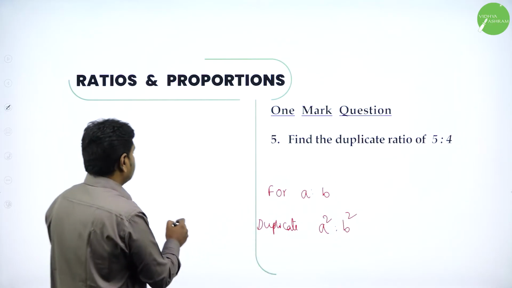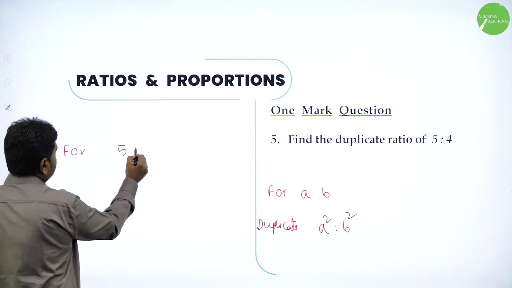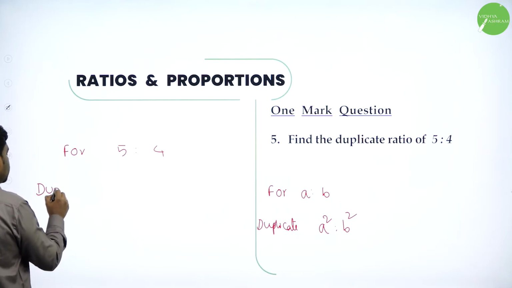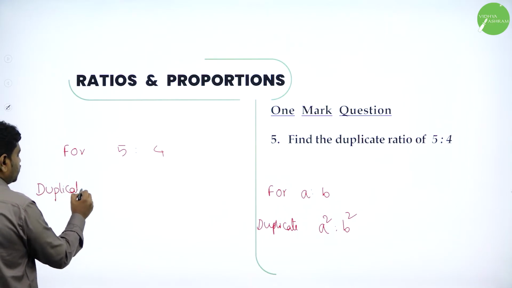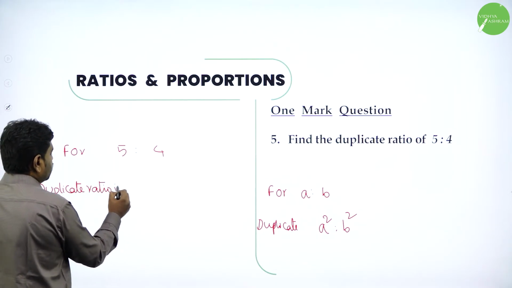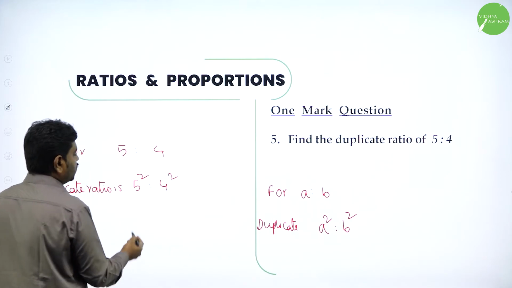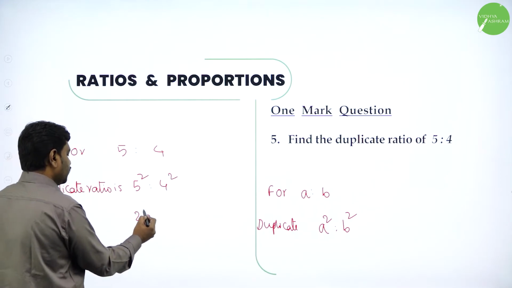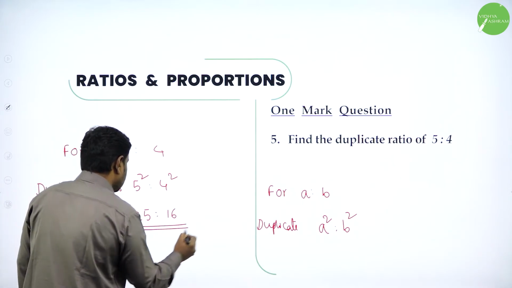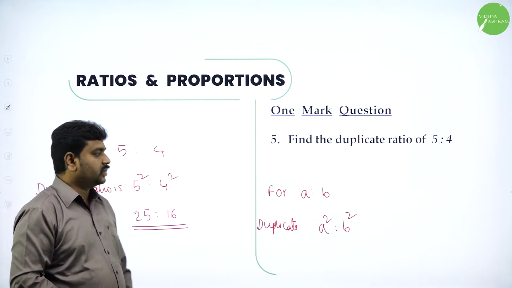So now they gave 5:4, and they want the duplicate ratio. So the duplicate ratio is 5 square is to 4 square. What is 5 square? 25. Is to what is 4 square? 16. So the answer is 25 is to 16. This is the duplicate ratio.